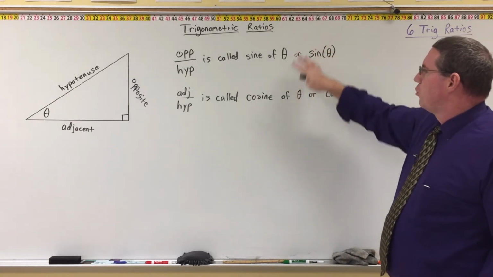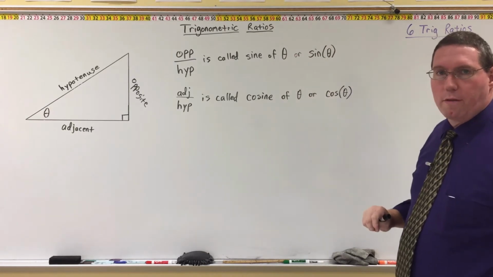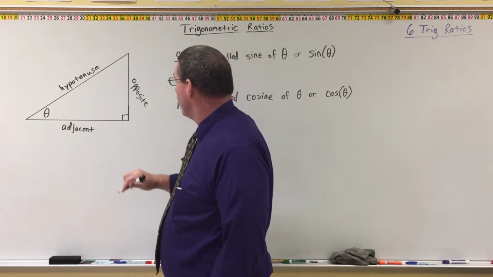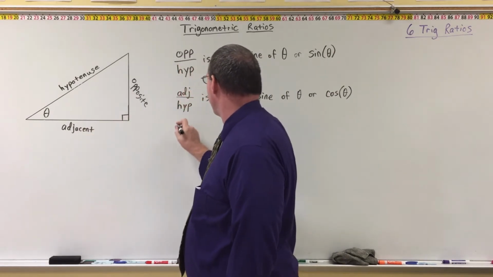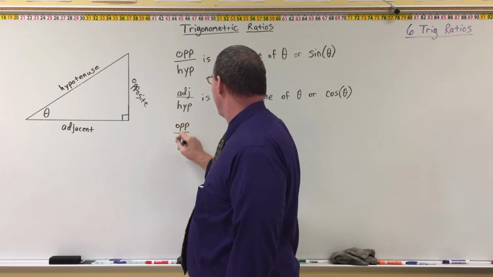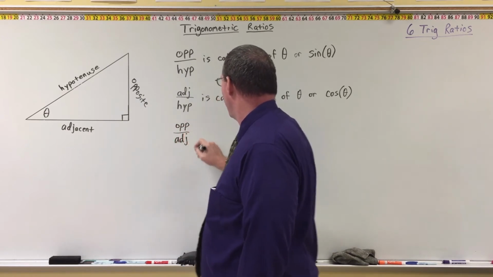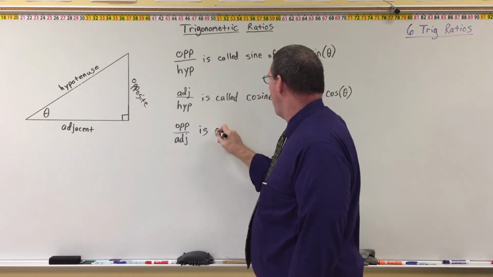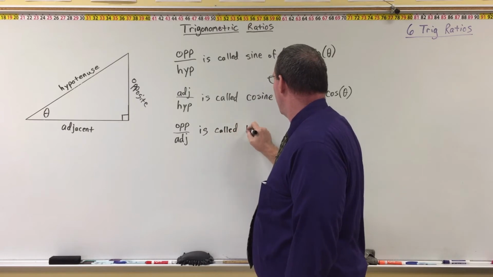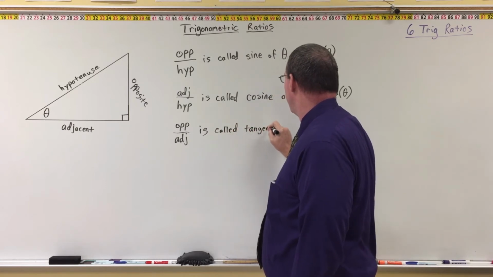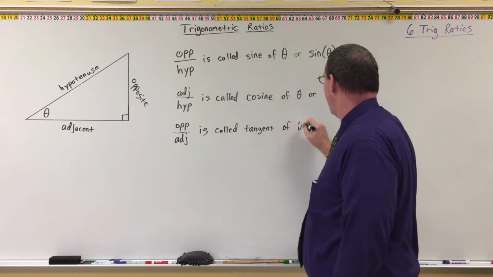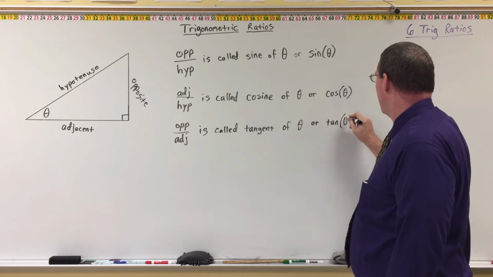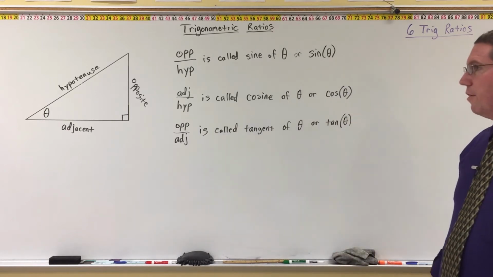And these are probably the 2 most popular ones, the 2 main ones, okay? Then the third one is called opposite over adjacent. So we're going to put opposite over adjacent. Okay, now the opposite over adjacent ratio is called the tangent. T-A-N-G-E-N-T, the tangent of theta, or T-A-N of theta, okay, tangent of theta.